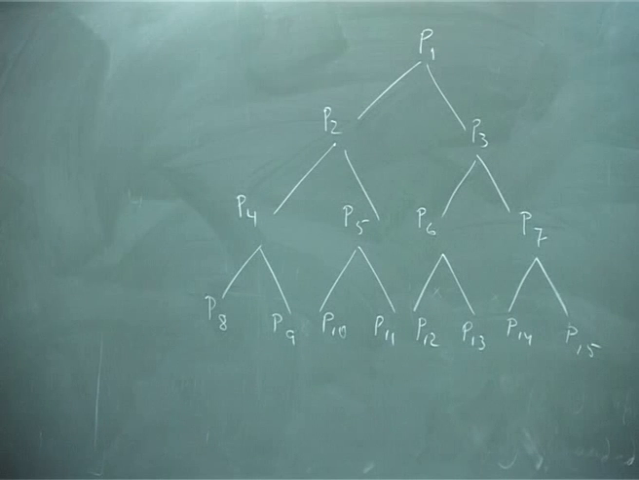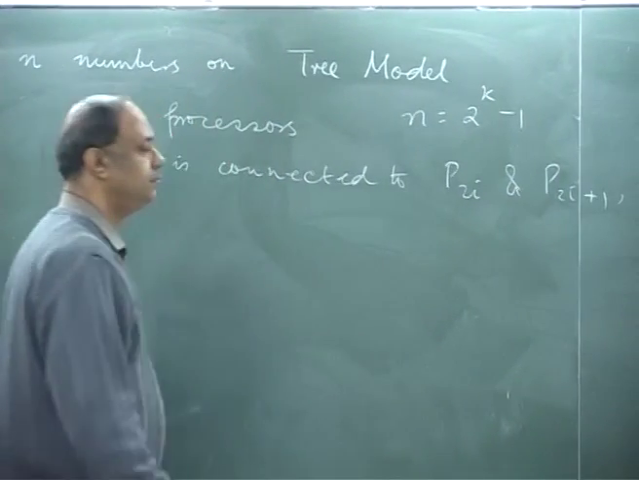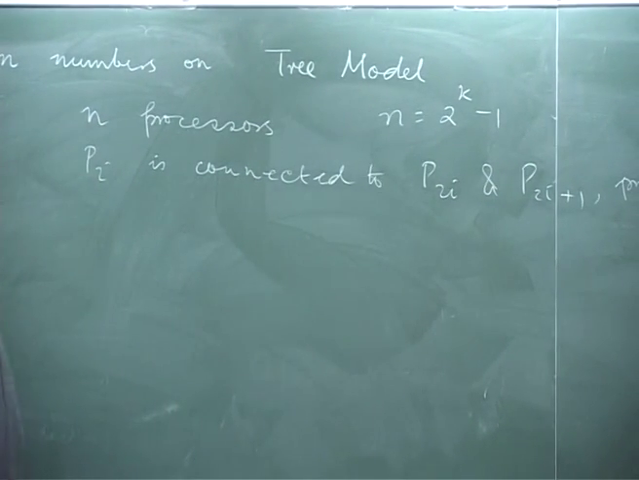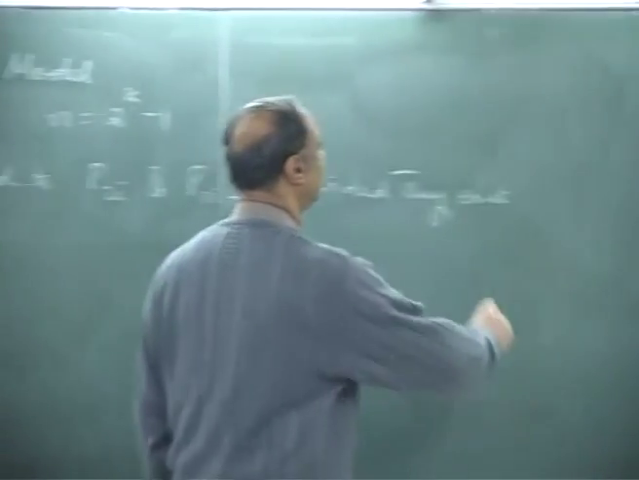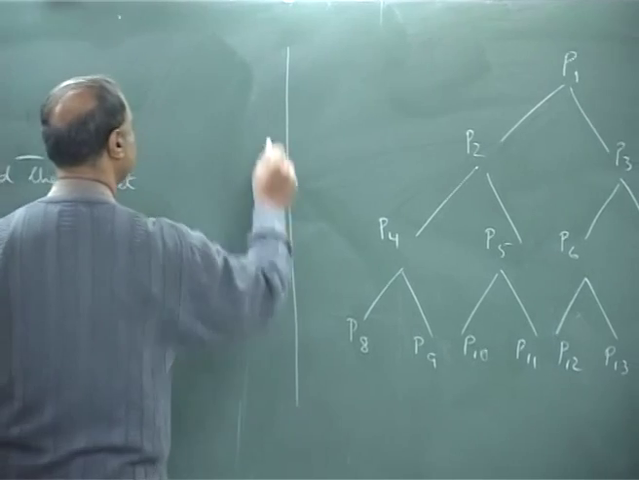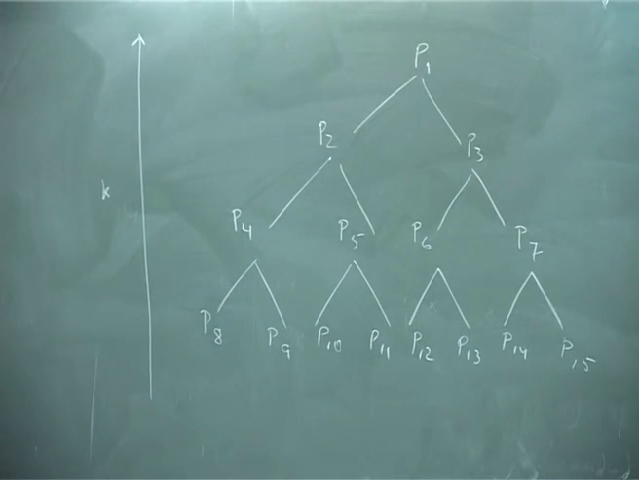so n can be expressed in the form of 2 to the power k minus 1, right? And height of this is, what is the height? K. Now here also it is assumed that every processor initially contains one element. Every processor contains one element, right?